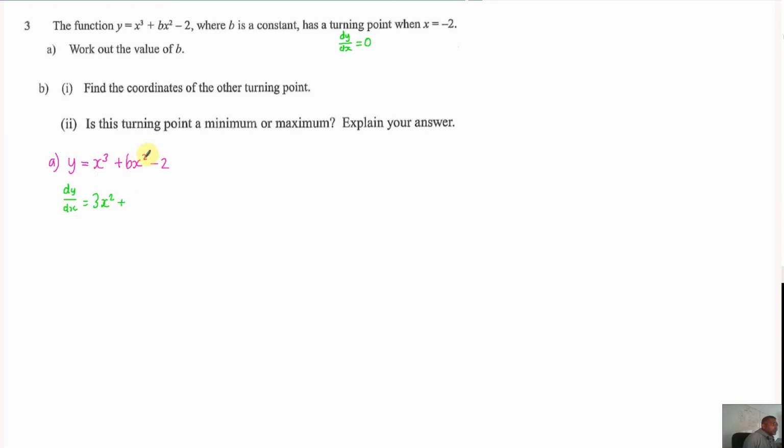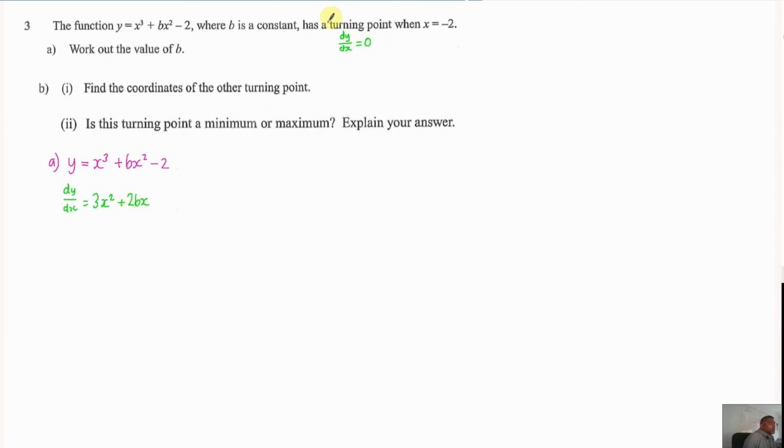Okay, so 2 times b will be 2b, and then x will reduce by 1, and then this one doesn't have x, so we can't differentiate. I'm going to get rid of that one because that's bad practice, it's just x there. Okay, so that's our coefficient.